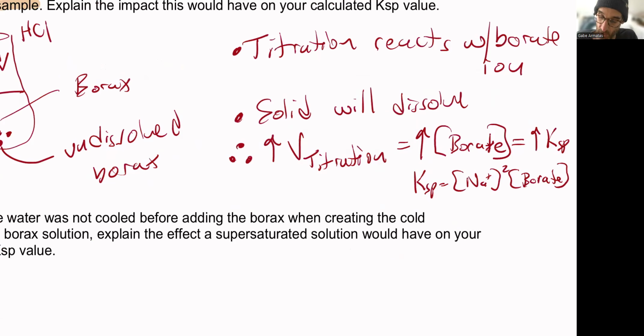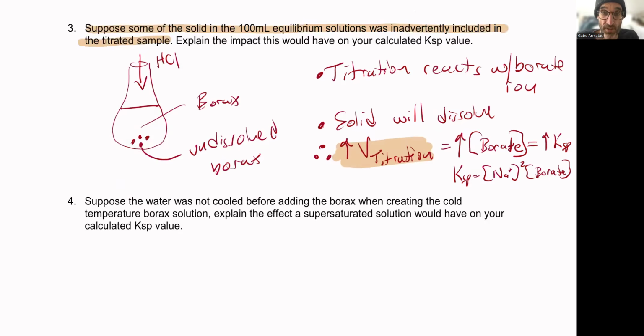Keep in mind that the sodium ion is actually determined by that borate concentration. So you look at that borate concentration and you recognize, oh, borate, the sodium is based on how much borate is present. So increasing the volume of titration ultimately increases the borate, which increases the KSP value. That is the end result of having undissolved borate or borax present.